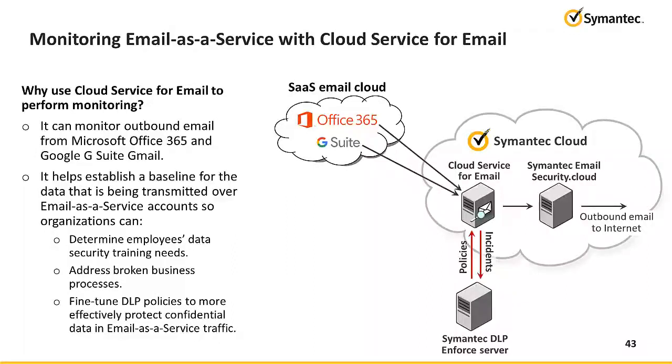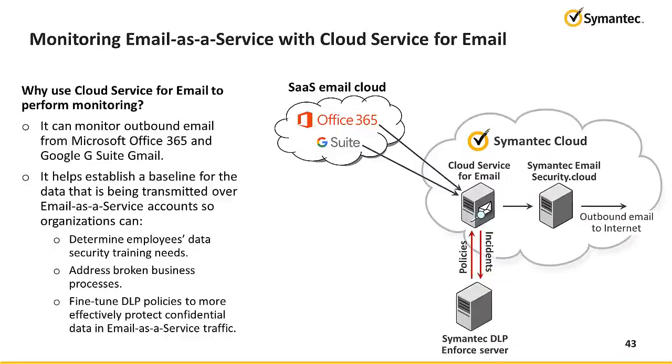Symantec DLP Cloud Service for Email monitors and analyzes outbound email from Microsoft Office 365 and Google G Suite Gmail, and can block, redirect, modify, or encrypt email messages. Cloud Service for Email is centered around one or more detector servers in the Symantec cloud that communicate with your on-premise Enforce server to pull across DLP policies and to send incident information back to Enforce for review and remediation.